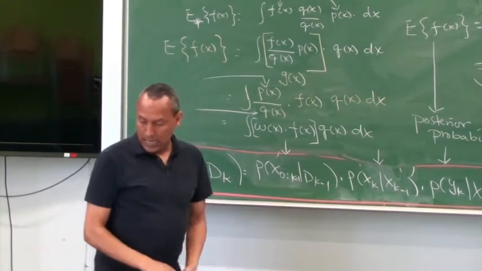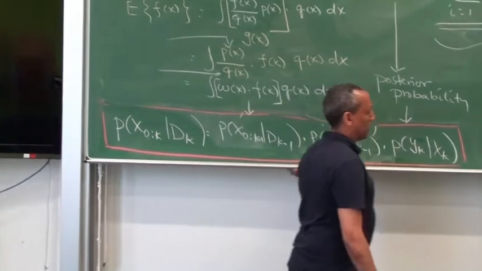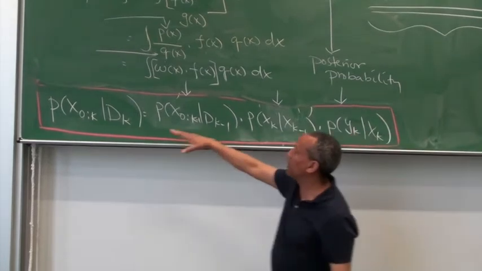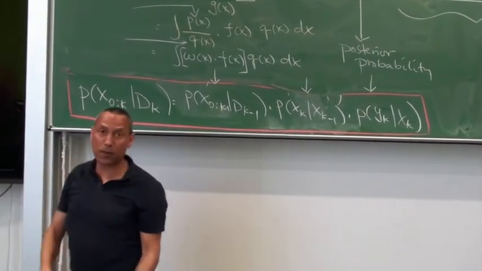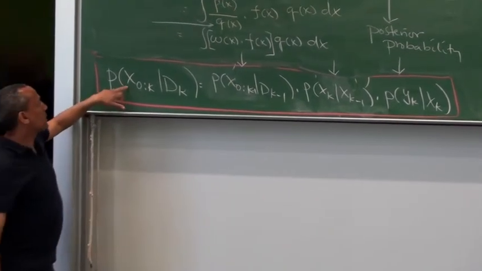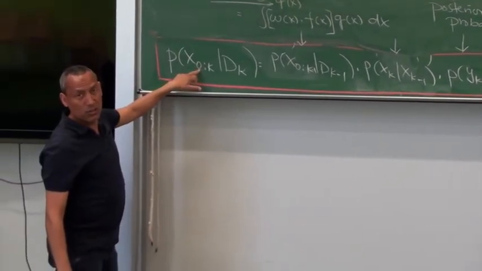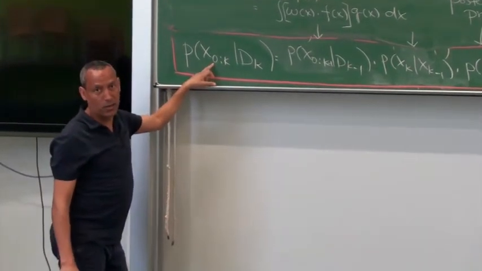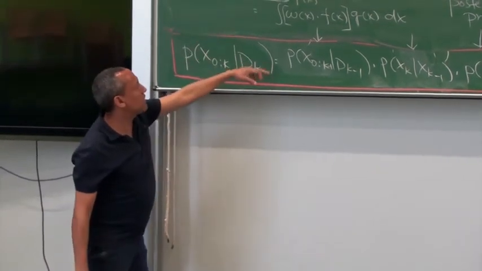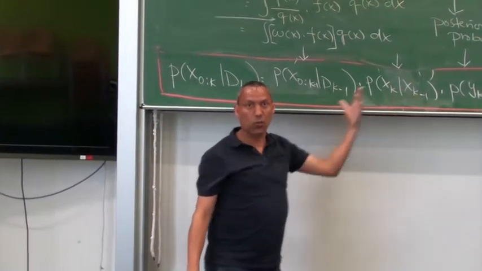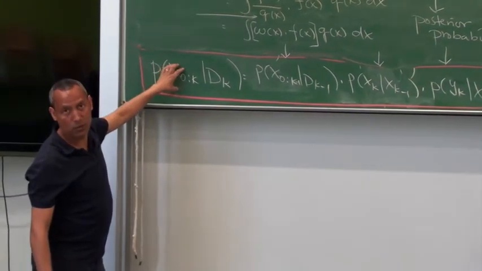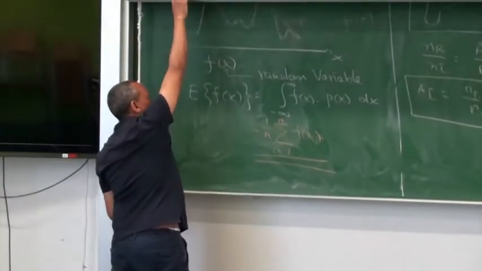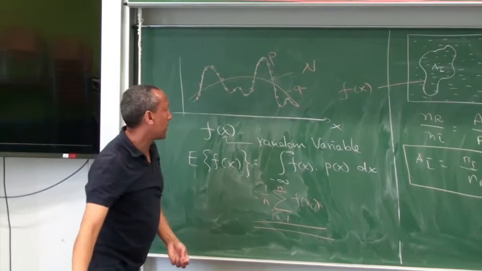Okay? So remember, this is where we are. You see? This is the posterior probability representing all the positions the robot takes after time k, beginning from an initial position. And we said that this is a nasty expression. So the question is, is it possible to simplify this one? To simplify this one, we're going to use importance sampling.